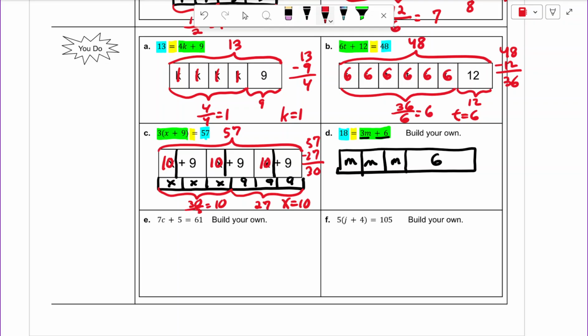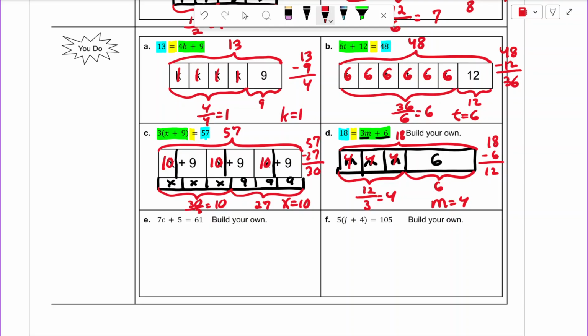Okay, so we'll say that the whole entire tape is worth 18. This is obviously worth 6. And we're trying to find out what the leftover piece of tape is worth. So we'll take our entire piece of tape and chop off this 6 by subtracting 6, and we'll get 12. So we know that this portion is worth 12. Now there are 3 m's, so we're going to divide that 12 by 3, and we'll get 4. So we know that m is 4. And if you read 4's right here, 4 plus 4 plus 4 plus 6 is 18. So that's how you build your own.